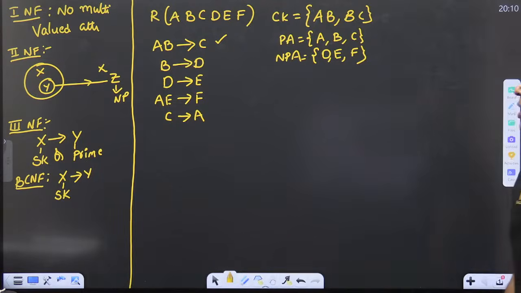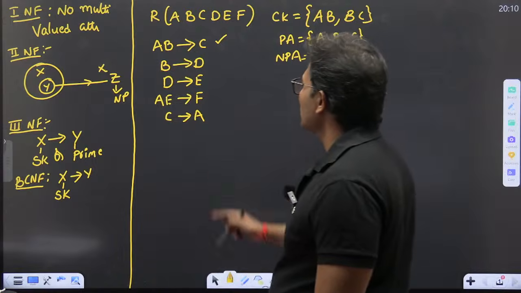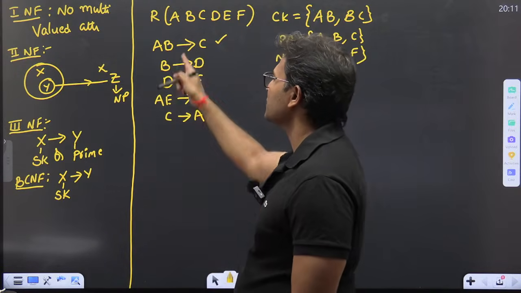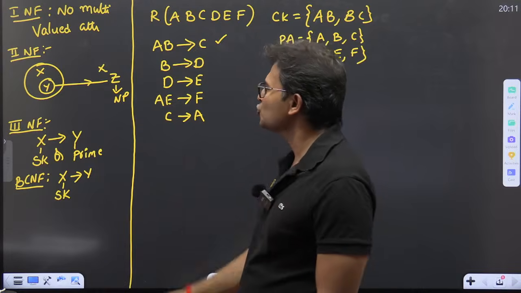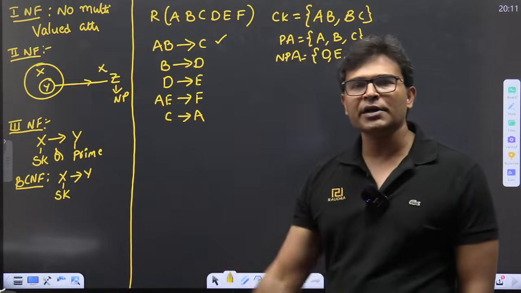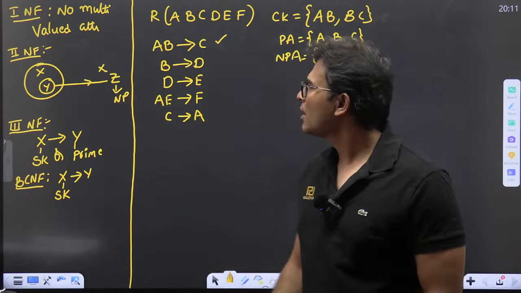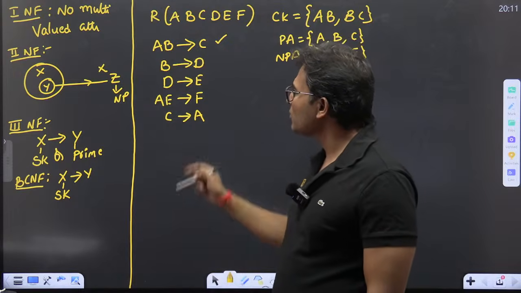Okay. Now coming to this point, just see AB determines C. There is no problem with it because the left side is a super key. Whenever the left side is a super key, it will never form any redundancy. It will be in the highest form, BCNF.